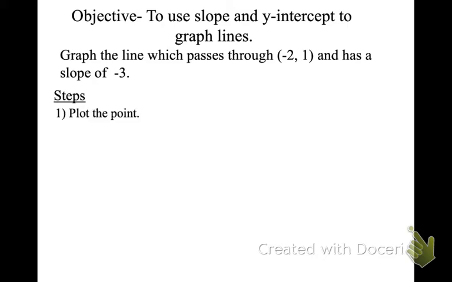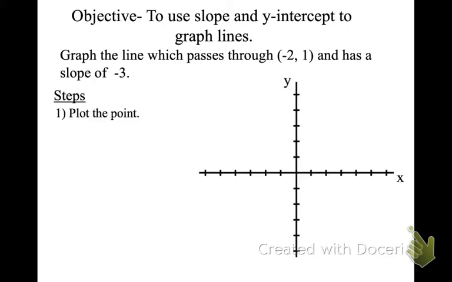So the first thing we're going to do is create a graph and plot the point (-2, 1). I start at the origin, I go over 2, up 1. Now we need to create a slope of -3. We're going to need to turn that into a fraction. So -3 as a fraction, if there is no denominator, put it over 1.